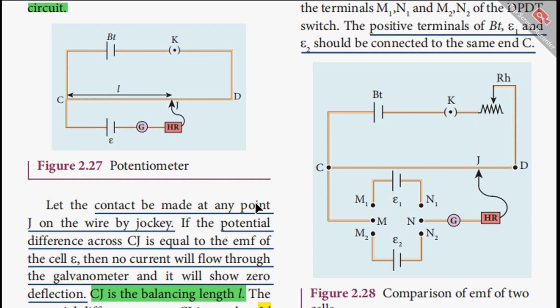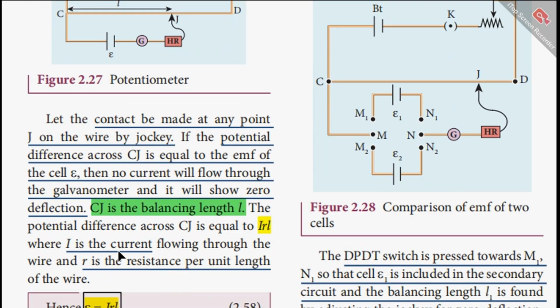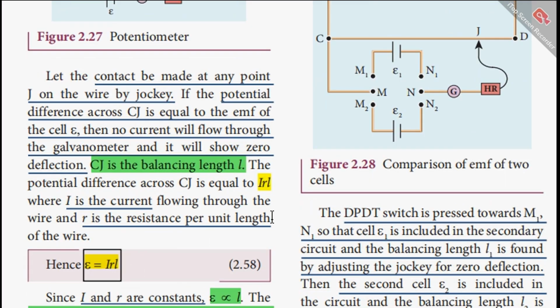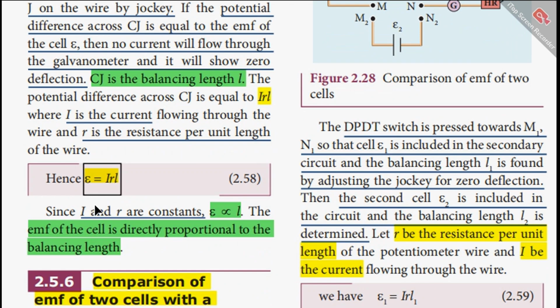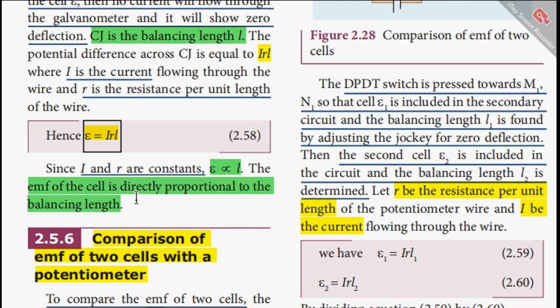Let the contact be made at any point J on the wire by the jockey. If the potential difference across CJ is equal to the EMF of the cell E, then no current will flow through the galvanometer and it will show zero deflection. CJ is the balancing length L. The potential difference across CJ is equal to IRL, where I is the current flowing through the wire and R is the resistance per unit length of the wire. So E is given by IRL. Since I and R are constants, E is directly proportional to L. The EMF of the cell is directly proportional to the balancing length L.